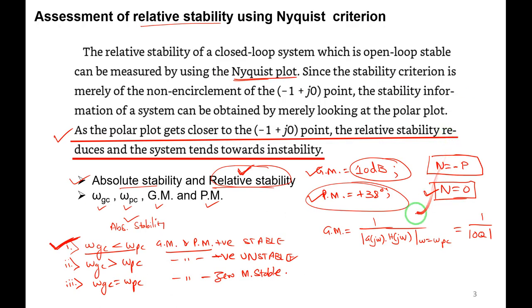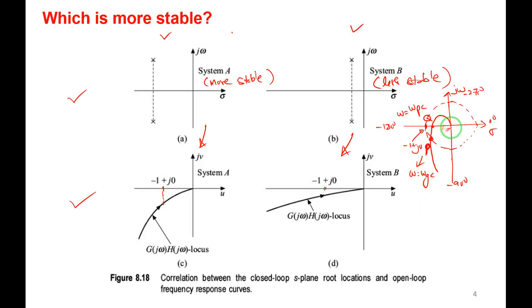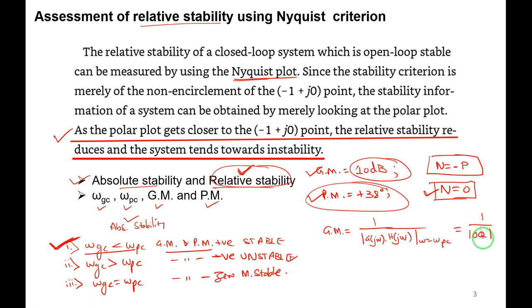Okay. Then at omega equal to omega PC, this distance, origin O to Q, gives gain margin equal to 1 by magnitude of OQ. If I want it in decibels, gain margin is equal to 20 log of this quantity. You can write this or this one, the same. 20 log of 1 by magnitude of O to Q, right? This is in decibels.